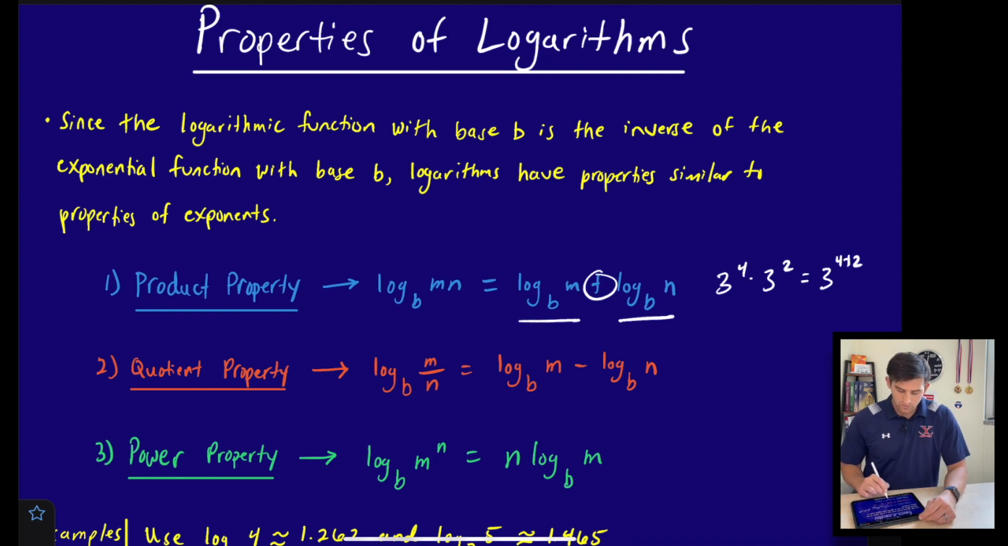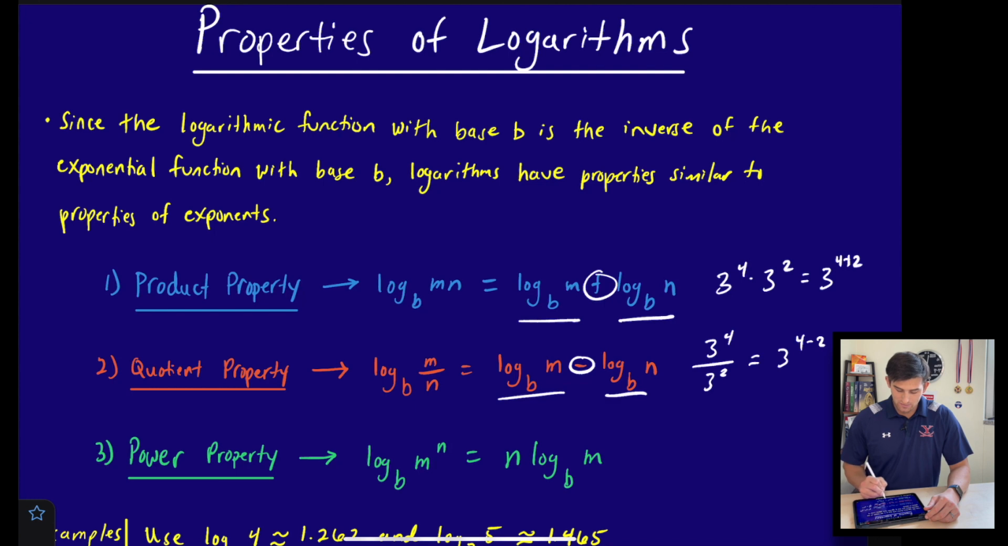All right, for the quotient property, log base b of m divided by n would be equal to log base b of m minus log base b of n. The property that we're talking about there for exponents would be if we had, for example, 3 to the 4th divided by 3 squared, then we would do 3 to the 4 minus 2. And once again, that video I linked in the cards earlier, you can go and check those out to refresh your exponent rules.